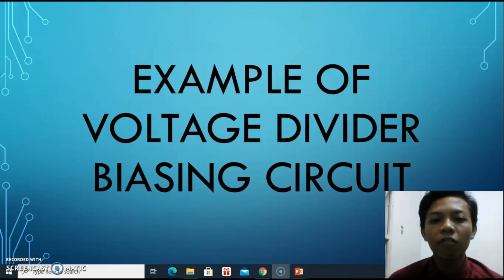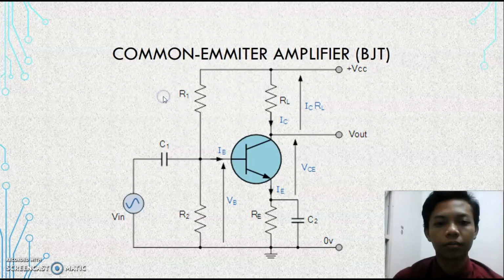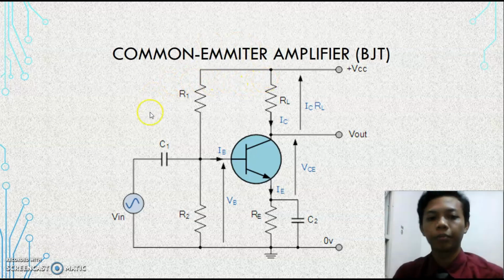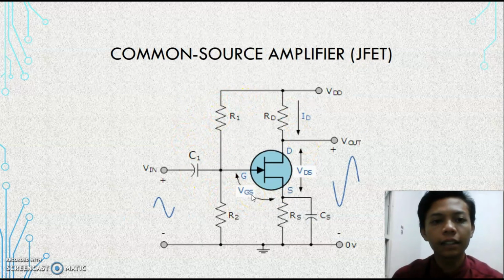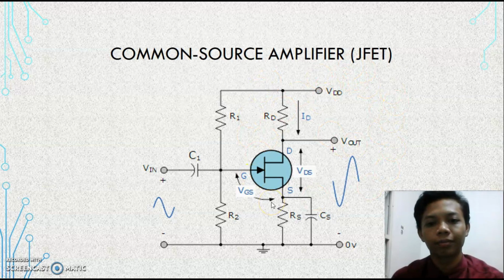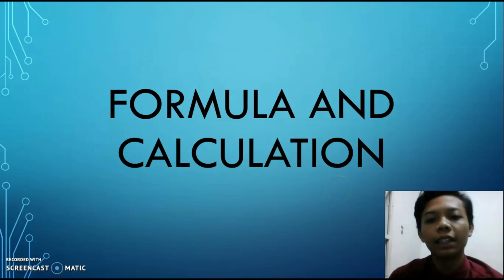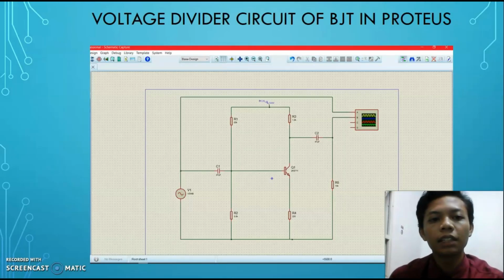Next is an example of a voltage divider biasing circuit. Okay, this is the common emitter amplifier for the BJT. Next is the common source amplifier for the JFET. Okay, formula and calculation. This is the voltage divider circuit of the BJT in Proteus.